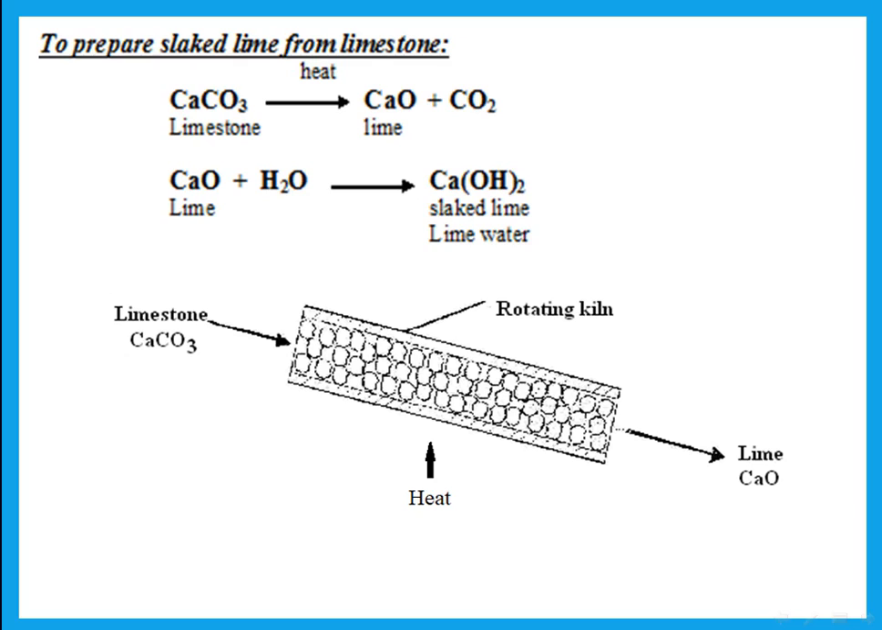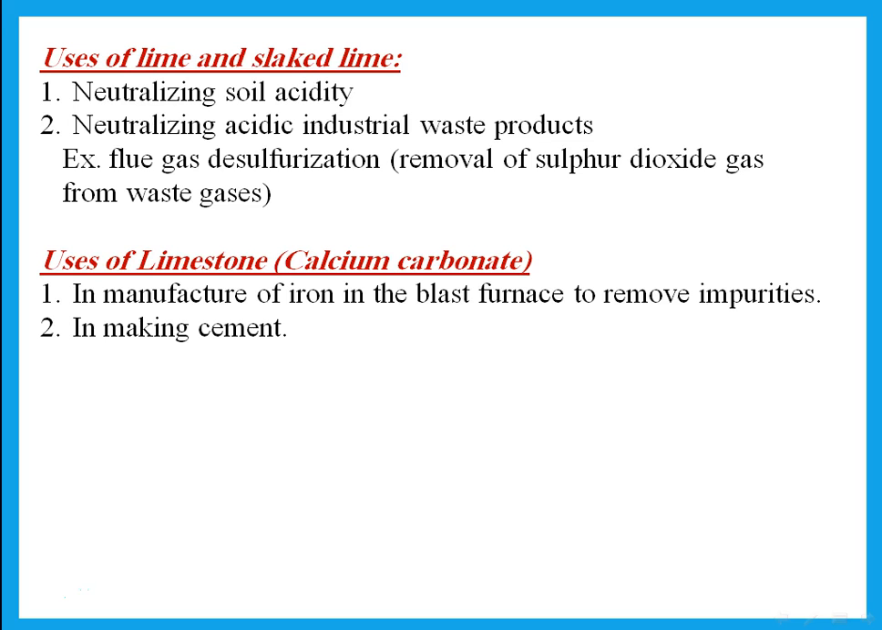So we have something called a rotating kiln. It's a sort of a place where we're going to heat the limestone. We pass the limestone from one end, it breaks up, the carbon dioxide gas evolved, and we're left with the lime, and then this lime can be dissolved in water to form slaked lime.